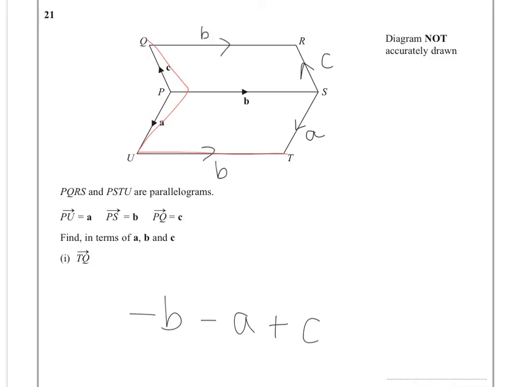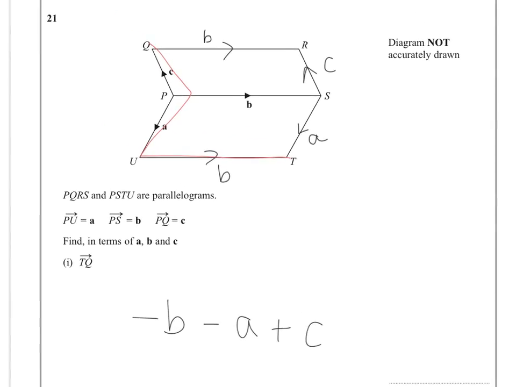Part 2. Find in terms of a, b and c the vector P to X, where X is the midpoint of T to Q. So if I draw the line T to Q, X is the midpoint, so on some point on this line, let's say there. Now in order to work out the vector P to X, the route I'm going to take this time is starting at P, I'm going to go to U, to T, and to X.